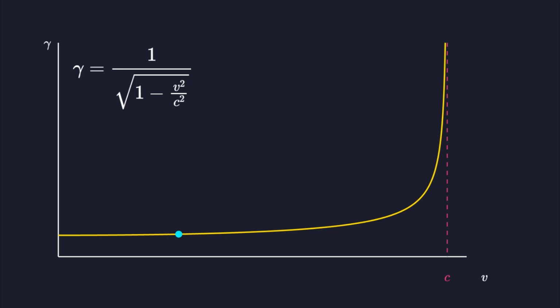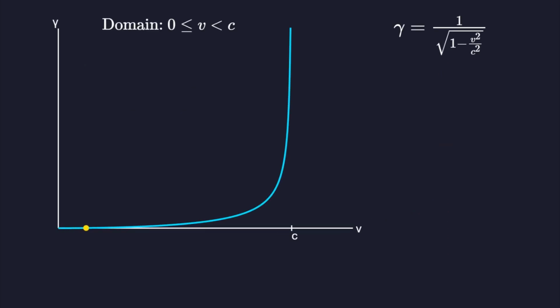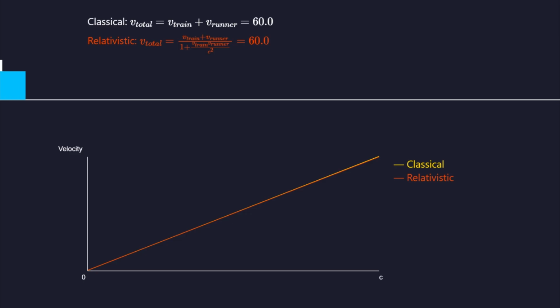As the input velocity approaches the speed of light from the left, the output of the Lorentz factor function increases without bound toward positive infinity. The speed of light is the unreachable boundary. The domain of this physical function is restricted to values greater than or equal to 0 and strictly less than the speed of light for objects with mass. Values exceeding light speed would result in the square root of a negative number.